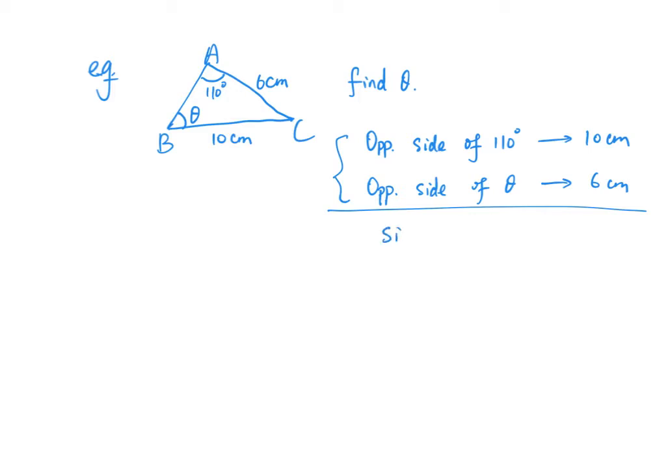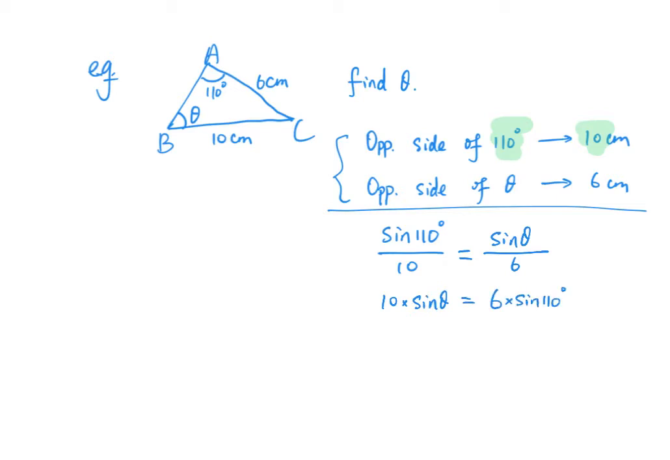First of all, sine 110 degrees over 10 centimeters, I pick up this set of data, equals the other part, sine theta over 6 centimeters. Now this is the sine formula and how to solve for theta. We also do the cross multiplication: 10 times sine theta equals 6 times sine 110 degrees.